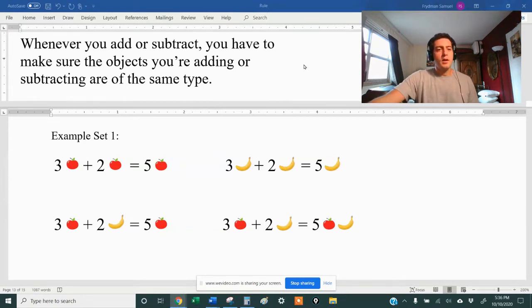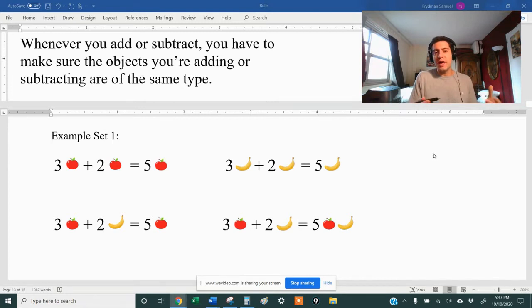Hi everybody. Whenever you add or subtract, you have to make sure that the objects you're adding or subtracting are of the same type. This is a concept which cuts across a lot of areas of math that you may be learning about. So this is true whether you're adding or subtracting fractions or decimals, or you're combining like terms, which is adding or subtracting algebraic terms together.